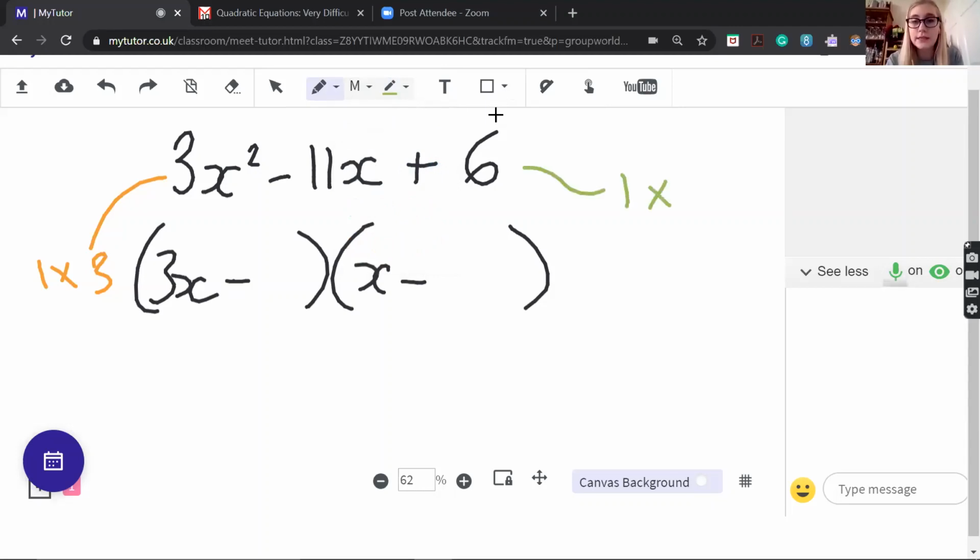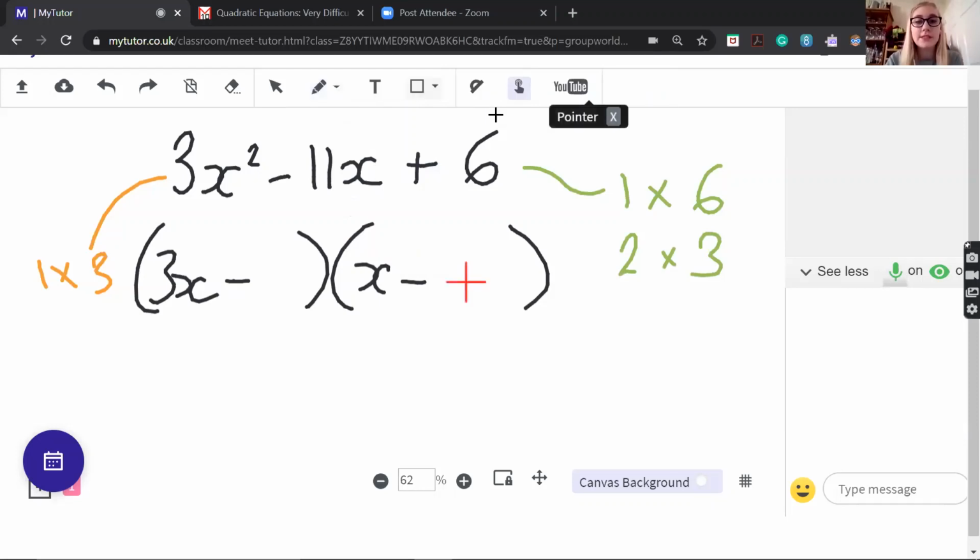So we have 1 and 6, and 2 and 3. And then we try these basically. So again, there's 4 things to try. We can immediately rule some out. If we put 6 here, we know that's not going to work because this will make 18. That's too big. If we put 1 here, we get 3 and 6. Hopefully you can see that because we put a 1 here, so it'd be 1 times 3, and a 6 here, so it'd be 6 times 1. That makes 9. That's not right.